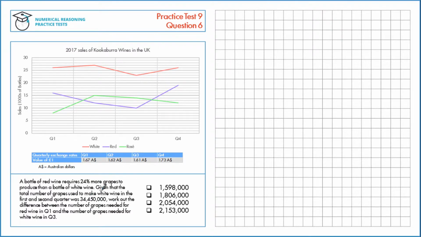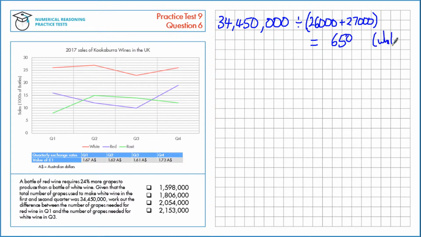We know that this is the total number of grapes used for the first and second quarter. We can take that number, 34,450,000, and divide it by the total number of bottles in those quarters. So in Q1, we're looking at white wine here, and that's 26,000. Then we need to add on the Q2 figure, which is 27,000. So the number of grapes divided by the number of bottles gives you the number of grapes per bottle, which is 650 grapes per bottle of white.